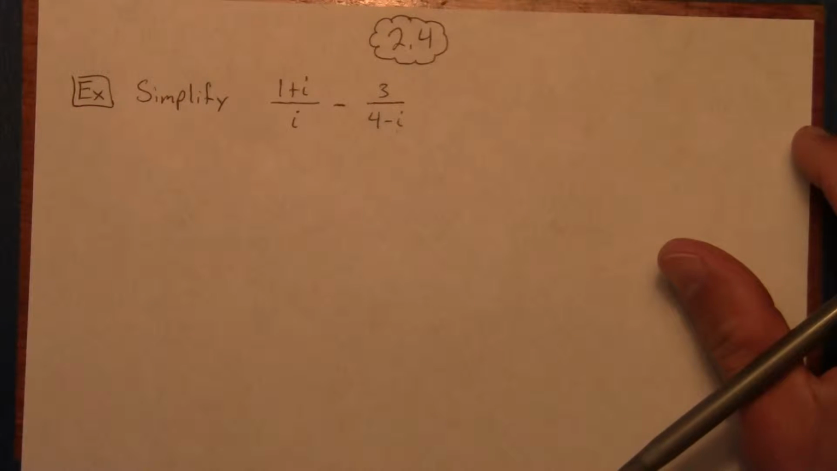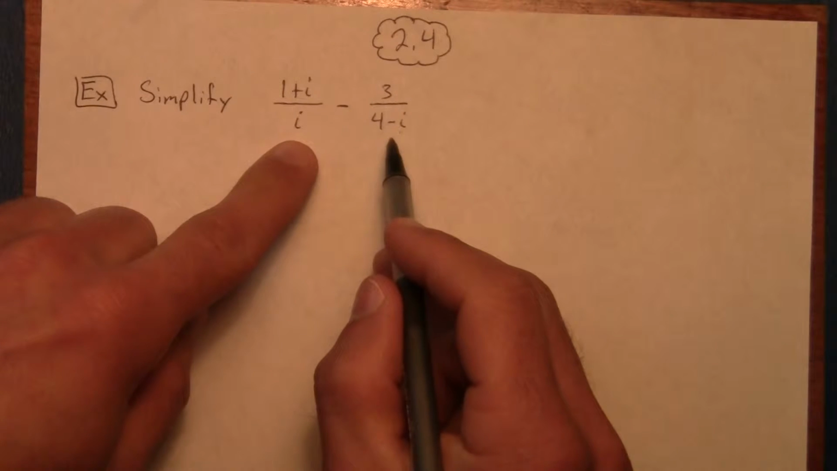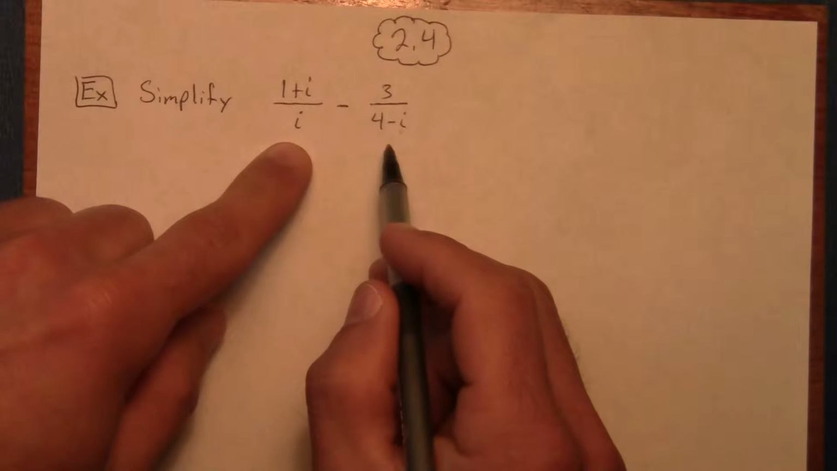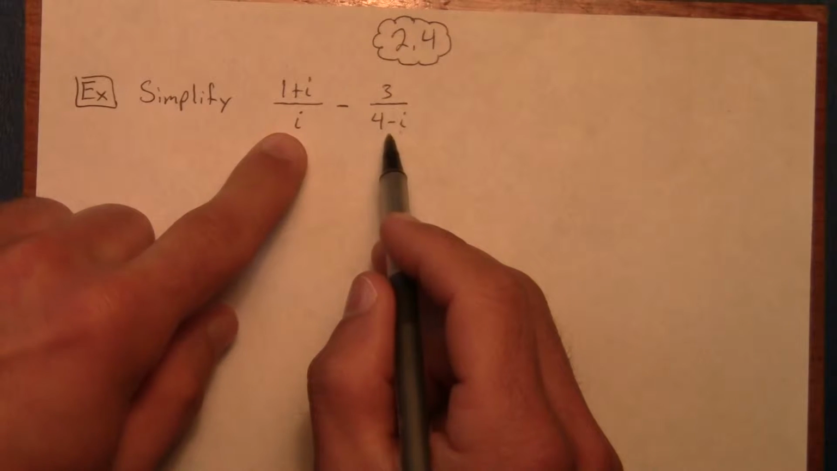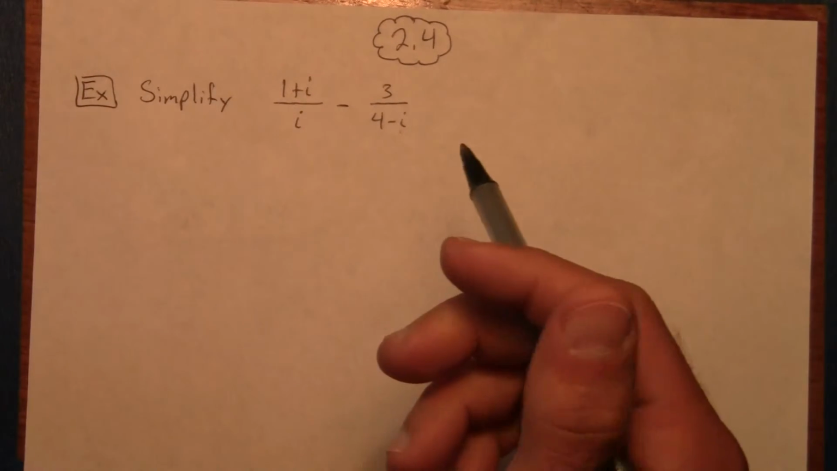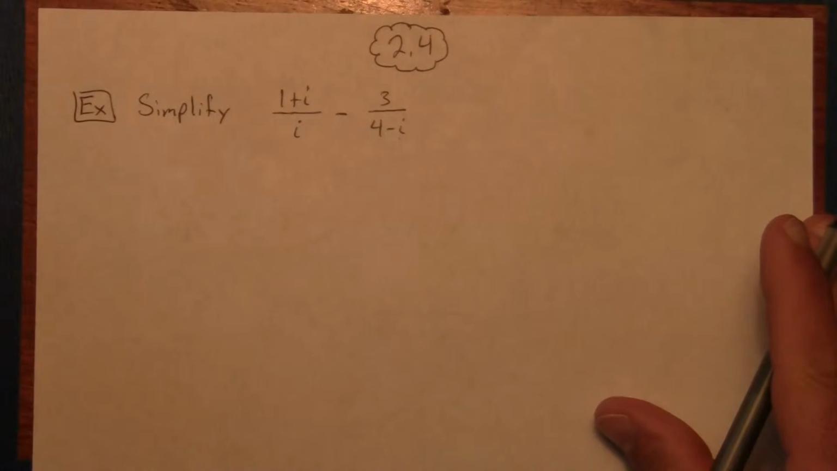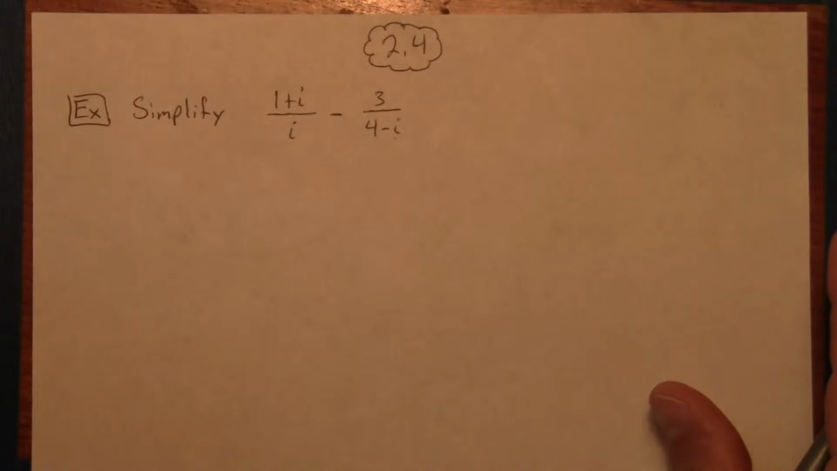I kind of have a choice to make. At some point I need to simplify both of these because having i in the denominator is kind of like having a radical in the denominator. It's not considered to be simplified. So I can simplify these both separately and then combine them together. Or, because I have two fractions and I'm trying to get one answer, I know I'm going to have to get a common denominator and combine these together. So it's up to me which one I want to do first.